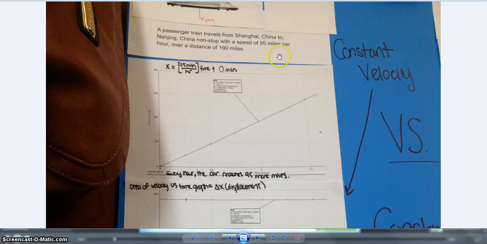So for my physics project, my first thought was to actually use an example of the fastest train in the world, but that was a little difficult to use. So I just used the example of a passenger train traveling from Shanghai to Nanjing, China, non-stop with a speed of 95 miles per hour over a distance of 190 miles. And that was representing constant velocity.